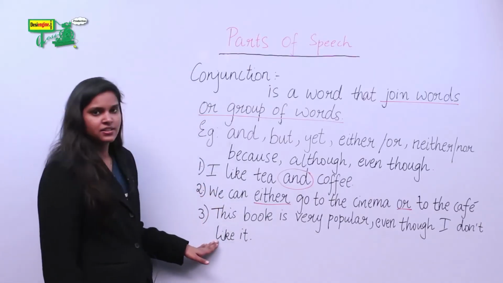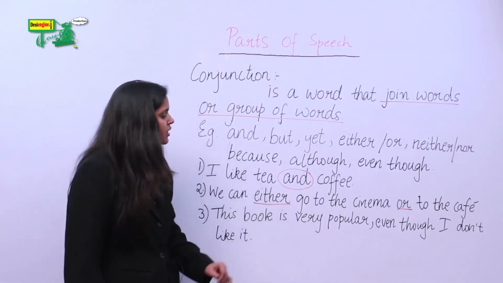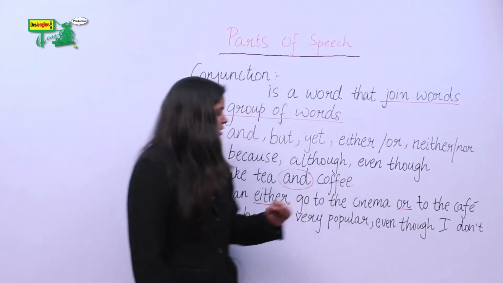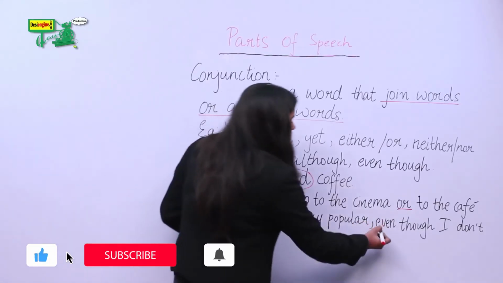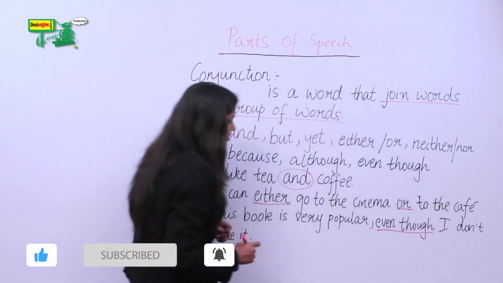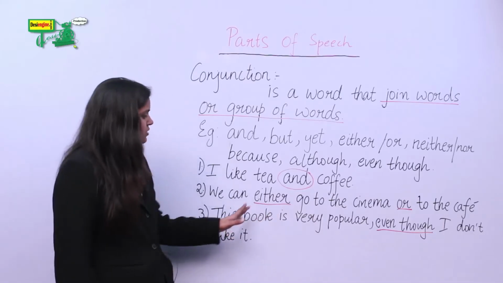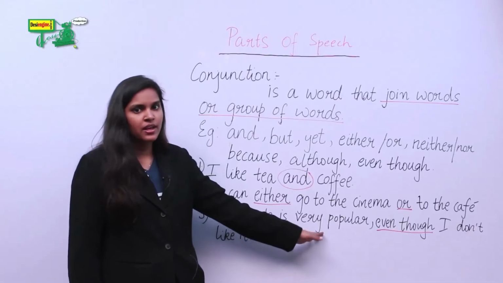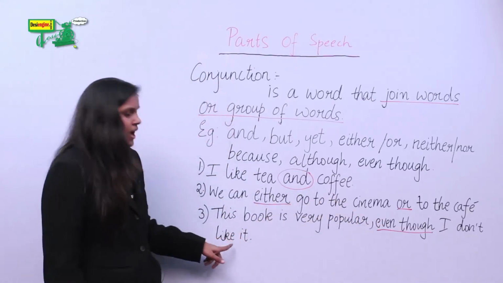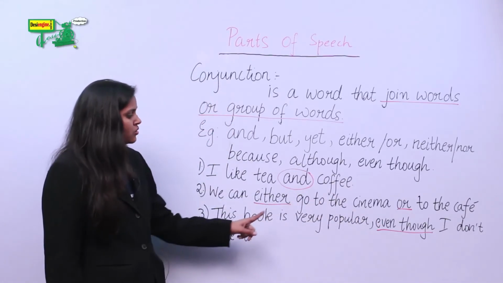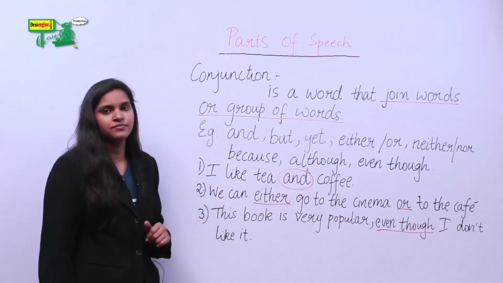Let's do another sentence. This book is very popular even though I don't like it. Here, the word even though is joining two phrases. That is, the book is very popular and then it's giving additional information that I don't like it. So, the word even though joins these two phrases.